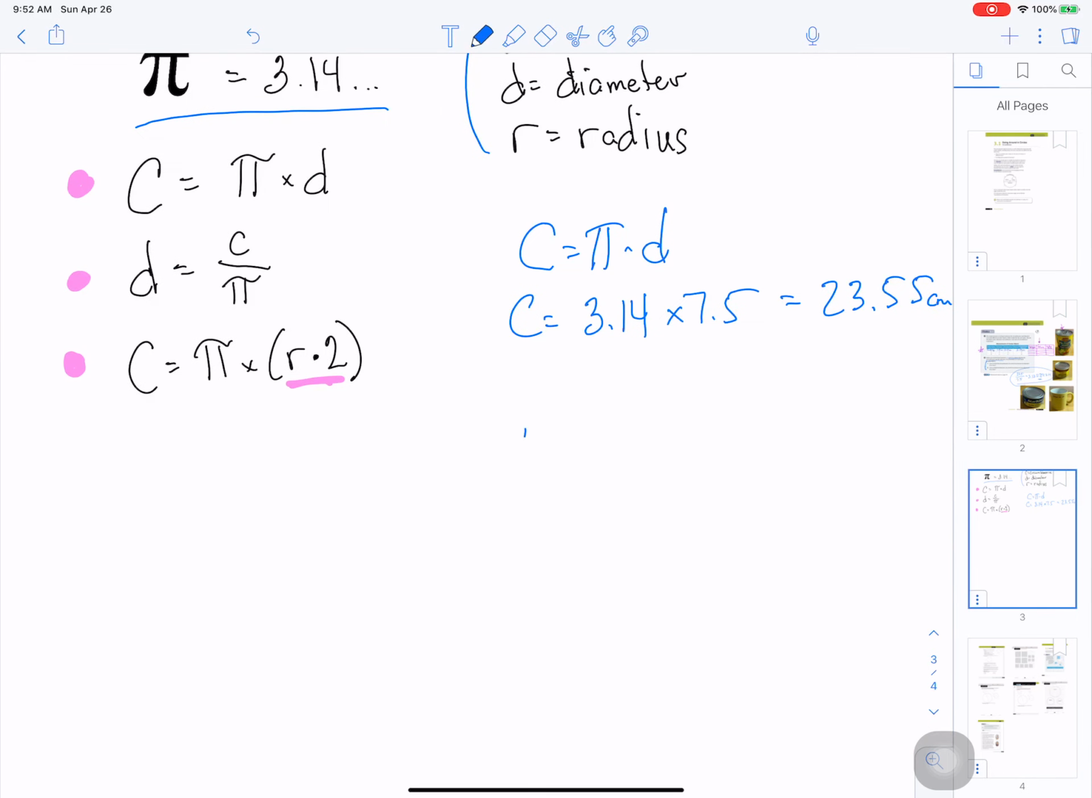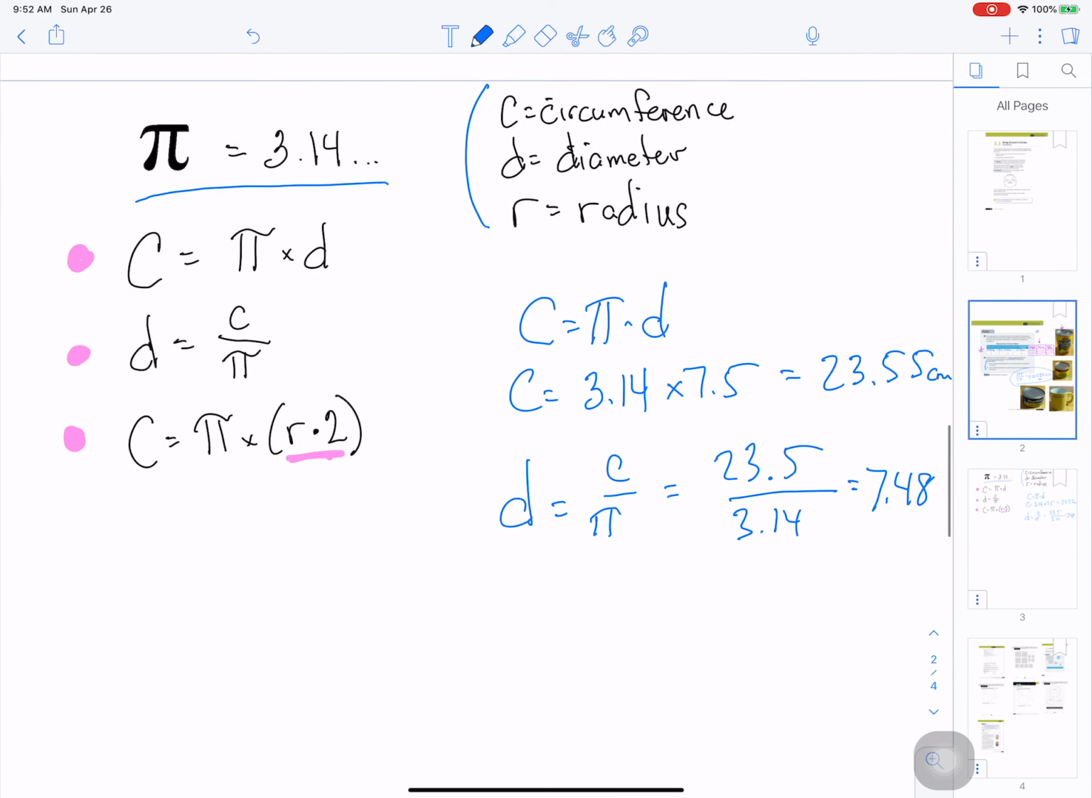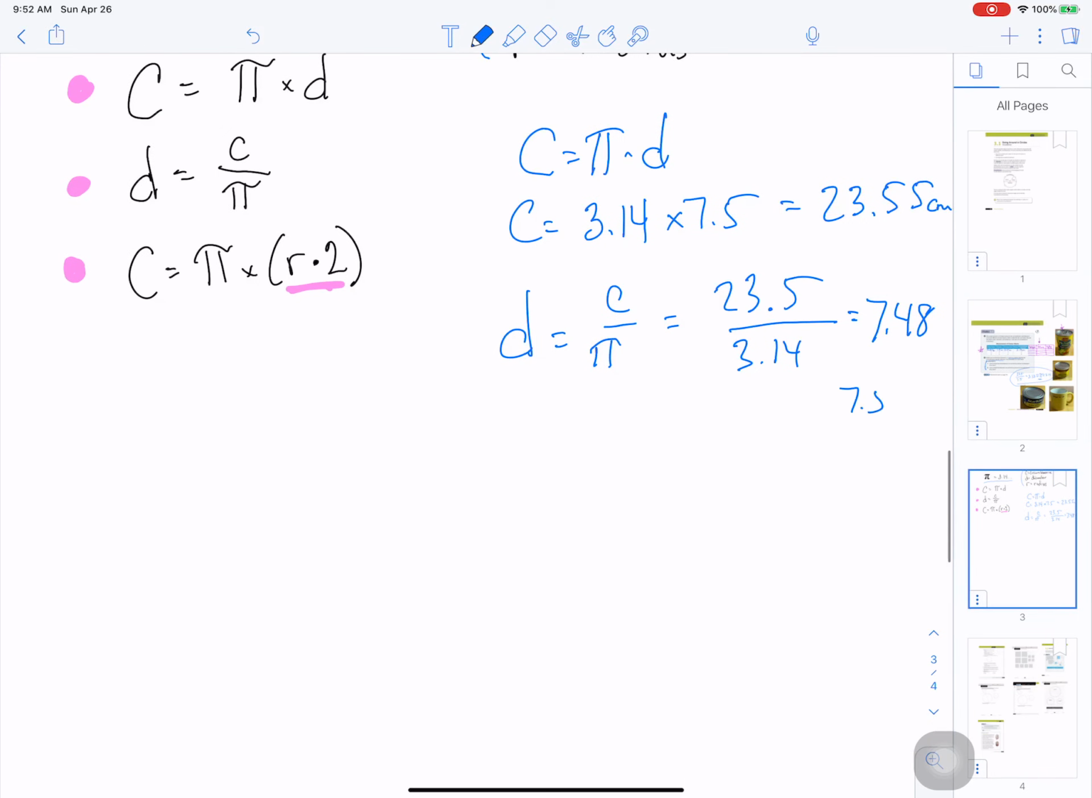If I wanted the diameter, I would take the circumference divided by the pi, which happened to be 23.5 divided by 3.14. And that gives me 7.48. And my actual diameter was 7.5. Pretty close again. All right, so that's your work for today.